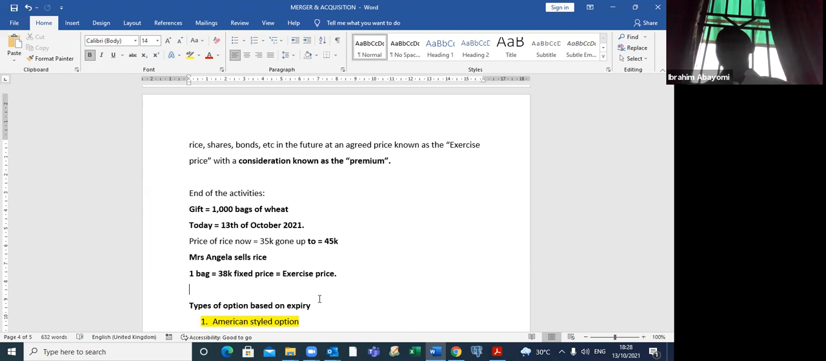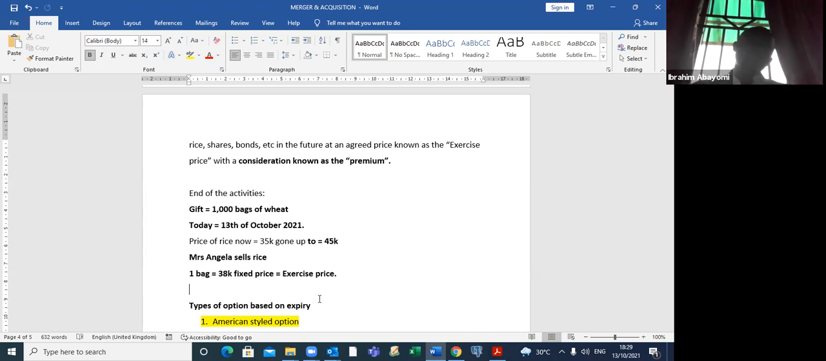But if at the end of January the price of rice has actually crashed, you will call the buyer to come and buy at the higher agreed price. Even though the price is now 30,000 and you have agreed to sell to him at 40,000, he must buy because he has already collected the premium. The person that collects the premium is the one under obligation. You pay the premium to the buyer, so you are the one that has the right.